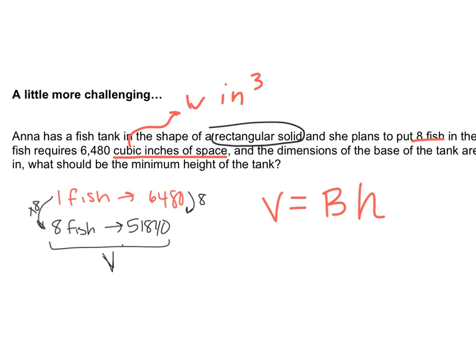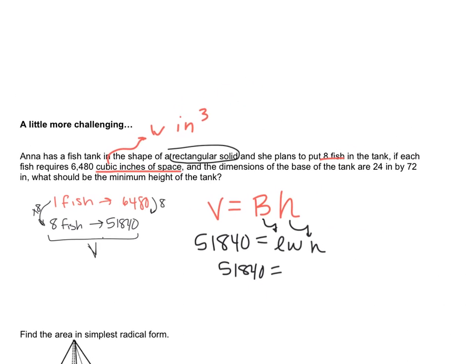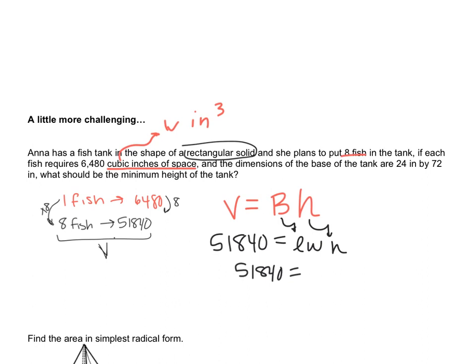So 51,840 equals, and I know I'm dealing with a rectangle because it's a rectangular solid, so my base is going to be length times width, and then I bring down my height. So I get 51,840 equals, my length and my width are 24 by 72, so I just do 24 by 72. And then I multiply by my height, because that's what I want to find. I want to find out what the minimum height is.